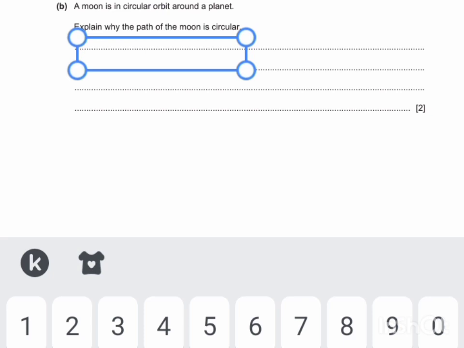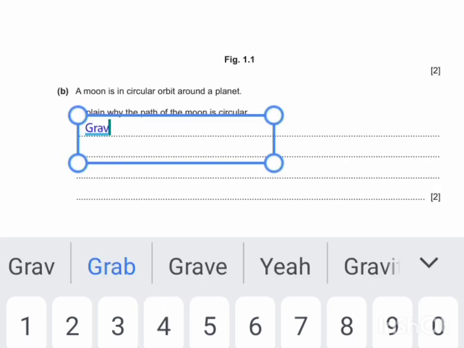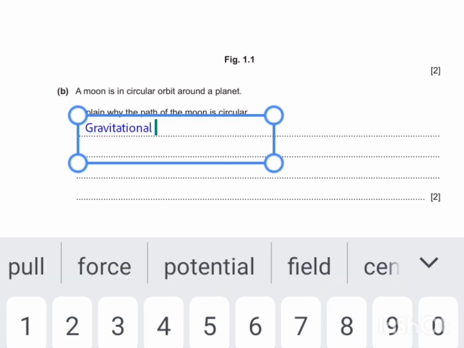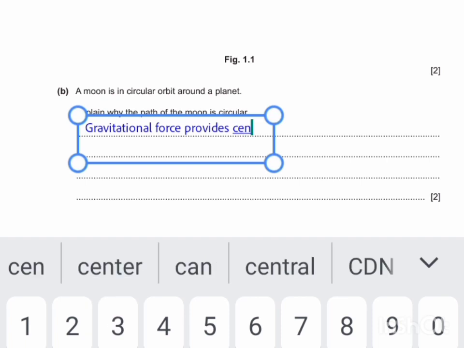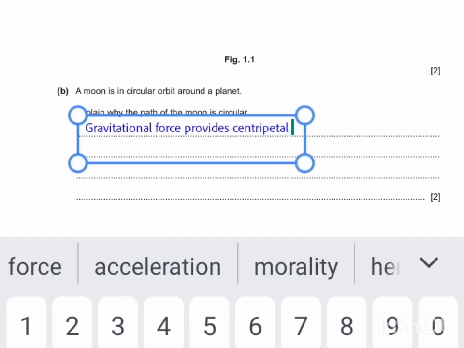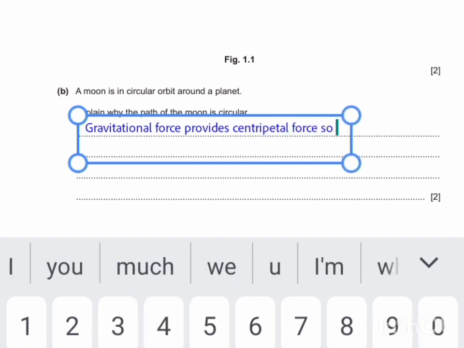Explain why the path of the moon is circular. Okay, so because it's circular motion, you know what type of force is involved: centripetal force. Next thing you need to think about is what's providing the centripetal force. In this case, it's going to be the gravitational force between the moon and the planet.